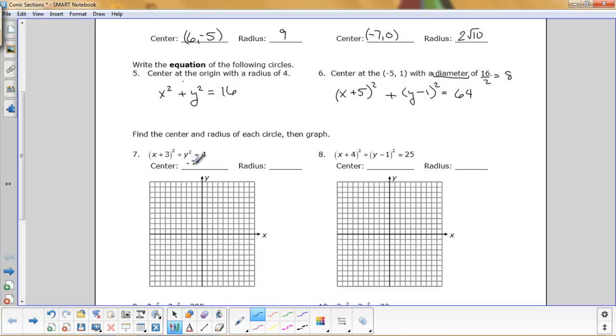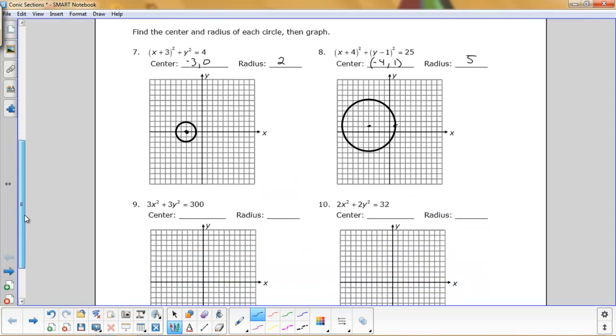The center here is -3, 0. The radius here is 2, so -3, 0 with a radius of 2. Over here, centered at -4, 1, radius of 5, radius of 5, that's there. And there we go.